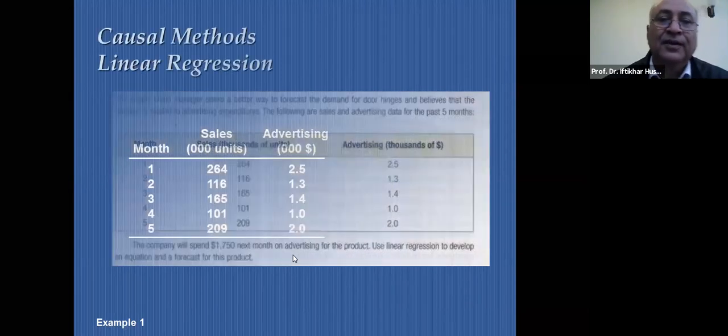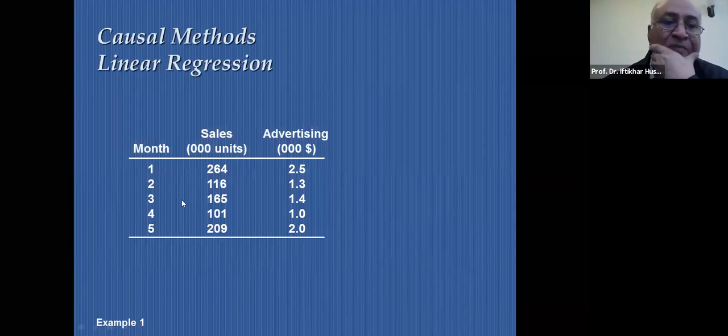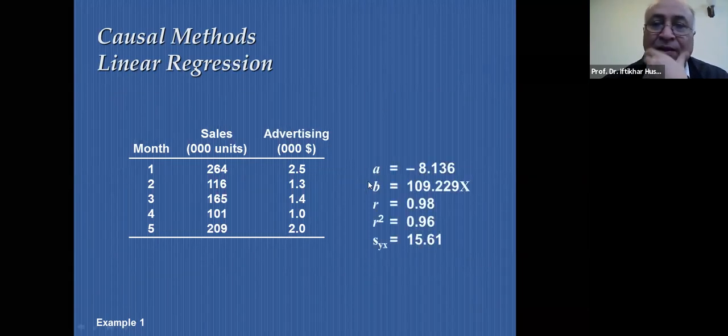Okay, we have 5 months, sales in thousands of units and advertising amount in thousands of dollars. These values are calculated here. The y-intercept, which is A, is minus 8.136. It means it is cutting the axis below 0. The slope of the line is 109.22.